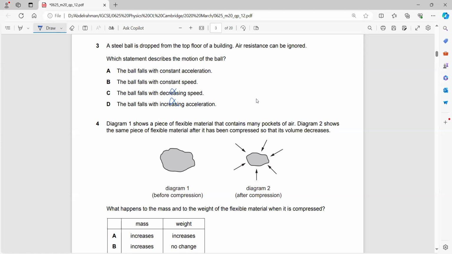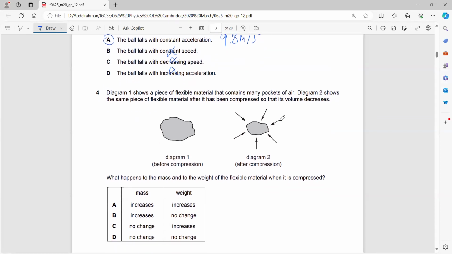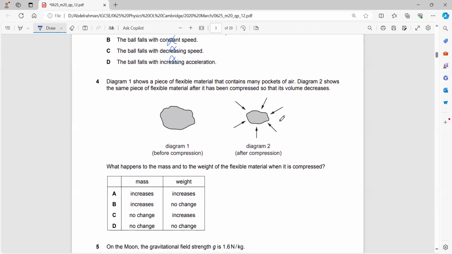The ball falls with a constant speed? No, the speed of the ball increases as it falls down. So the only correct answer would be constant acceleration. Again, constant acceleration of 9.8 meters per second squared, which is the acceleration of free fall. The speed increases with a constant acceleration. You cannot say that the ball falls with a constant speed. This would be wrong.